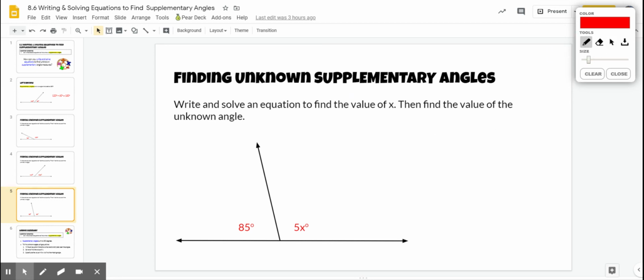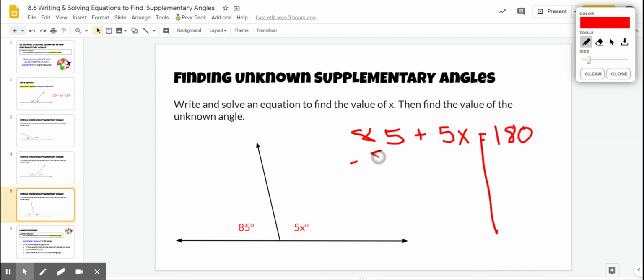So your equation should have looked something like this: 85, which is our first angle, plus 5x is going to be equal to 180 degrees. Go ahead and solve that equation. Find your value for x.